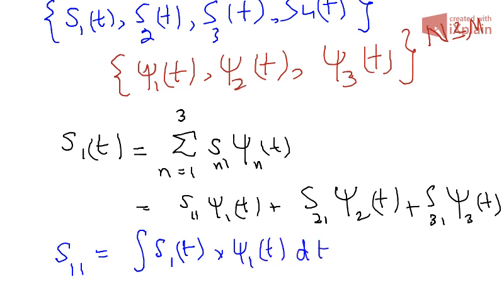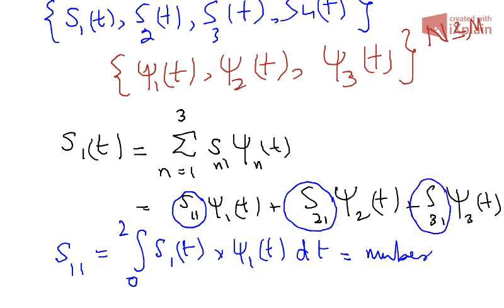So try to find this integral, which would exist from 0 to 2, because your signal exists from 0 to 2 only, and similarly your function also exists from 0 to 2 only. If you go back and solve this integral, you will get a value, some number. So just find this value and plug it over here. Similarly, find the second value, plug it here. Third value, plug it here. This would give you S1 of t as a linear combination of these three signals.